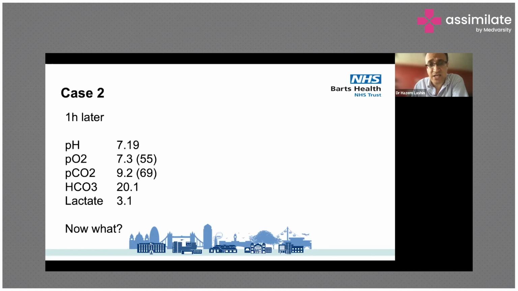Someone mentioned NIV. Let's think of why this patient's blood gas looks like this. So the PO2 is low and the PCO2 is high and they're acidotic. Why is the CO2 high? Why are they retaining CO2? Any ideas? I think he's already given you the hint about CO2. So type 2 respiratory failure.